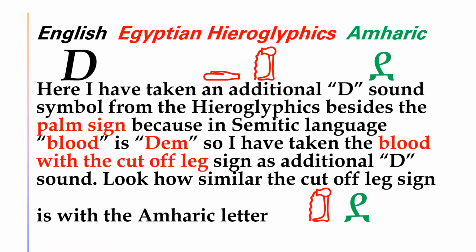Even though it starts with a me sound, the me sound is not that loud. The loud sound you can hear from the word is the D sound. Medaf. The D becomes much louder. So I have taken the palm sign and also the cut off leg with the blood flowing. As you can see, it is so similar with the Amharic sign of the D. If you compare that to the cut off leg, it seems so similar.